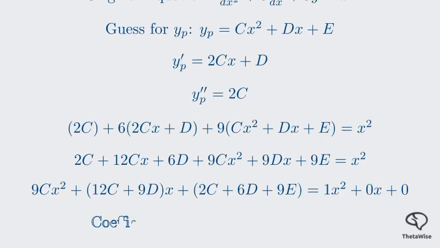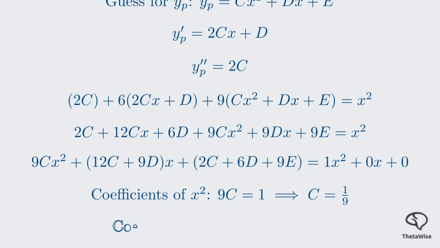First, the coefficient of x squared. On the left we have 9c, and on the right we have 1. So 9c equals 1. Next, the coefficient of x. On the left it's 12c plus 9d, and on the right, since there's no x term, it's 0. So 12c plus 9d equals 0.